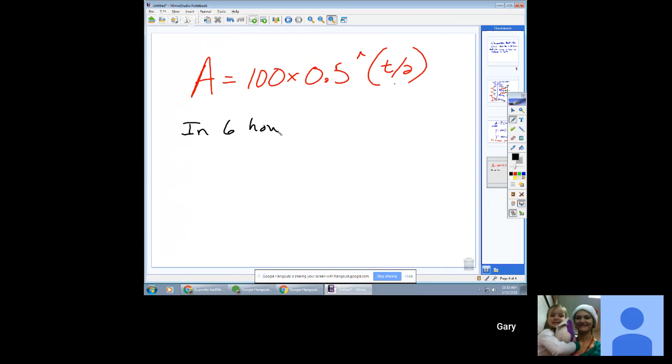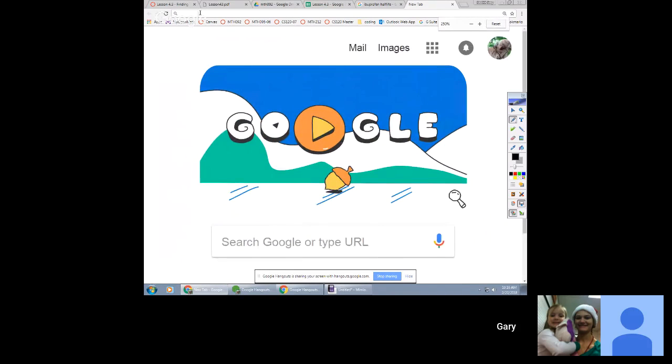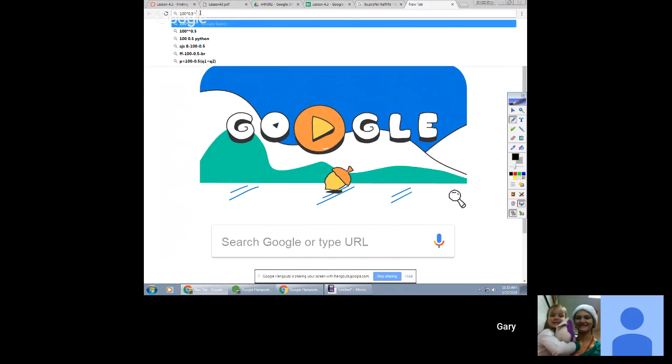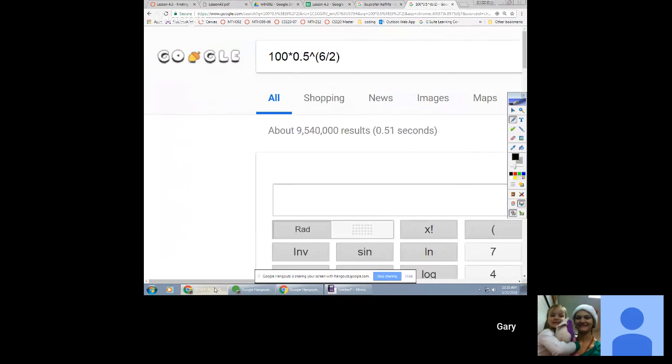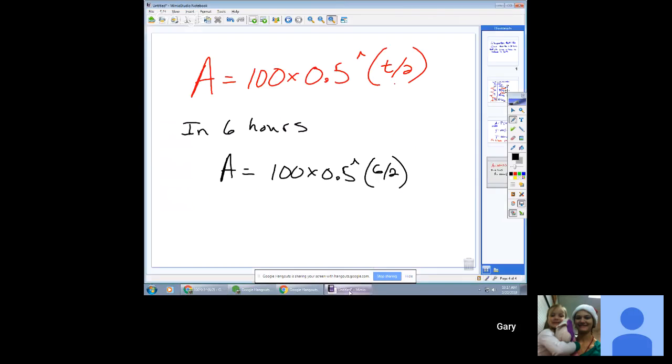So in 6 hours, the new amount would be 100 times 0.5 raised to the power 6 over 2. That worked out 12.5 this time? Okay, so I'm going to try typing that in my Google calculator, which only works some of the time. Someday I'll figure out how to fix that. 100 times 0.5 raised to the power parentheses 6 over 2, and there's my 12.5. All right, so careful use of parentheses. So we got a formula there.